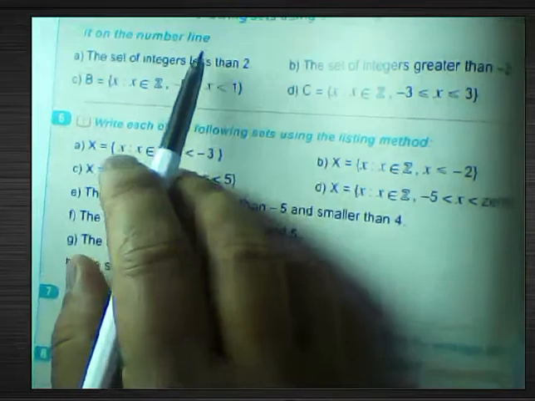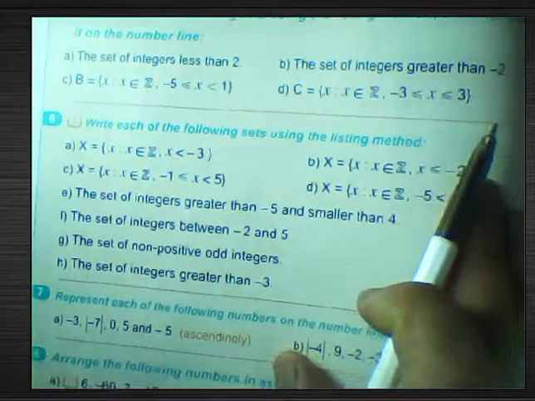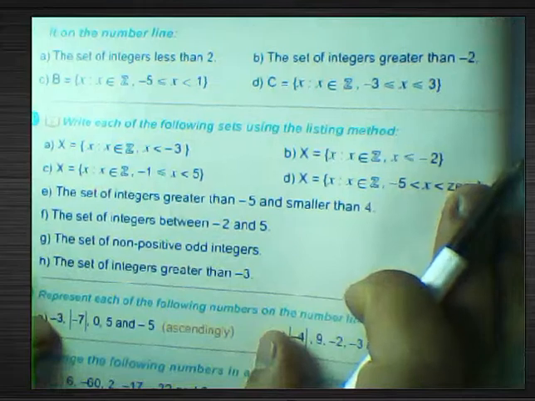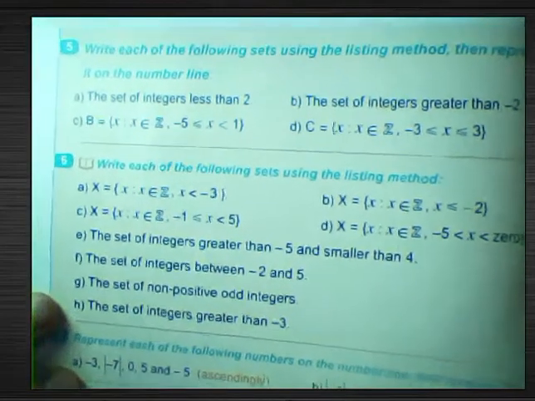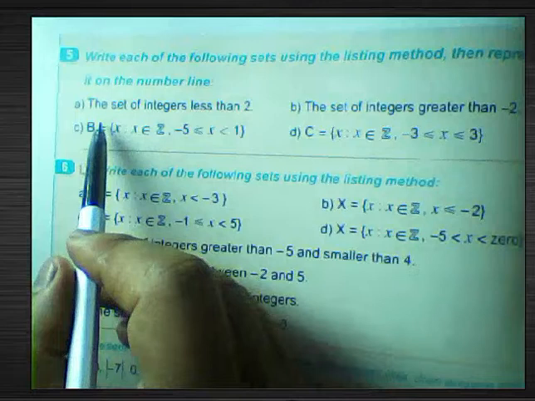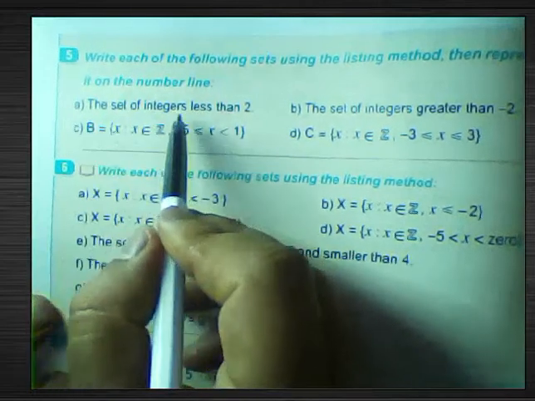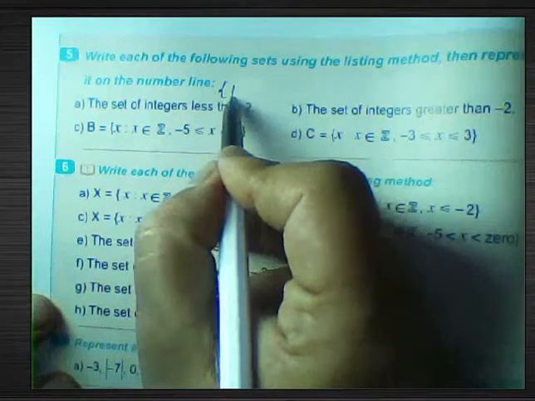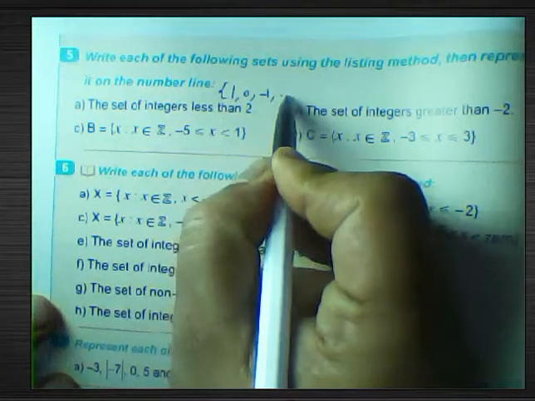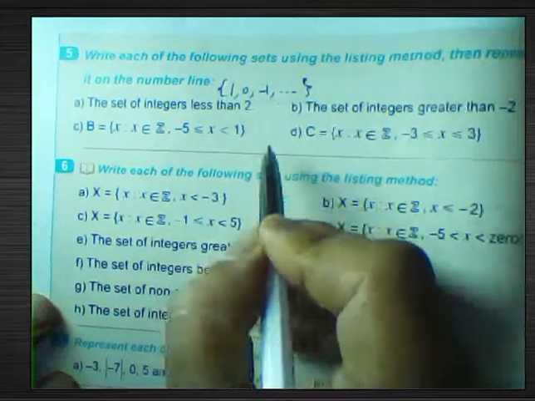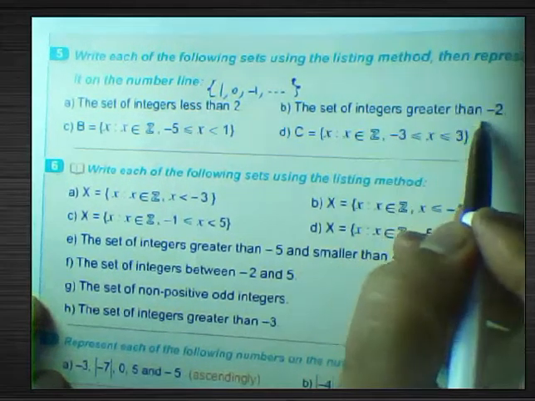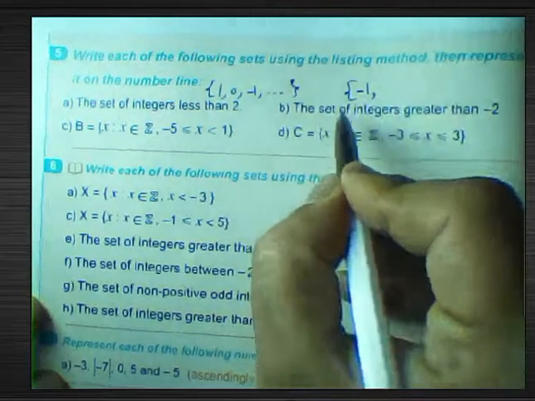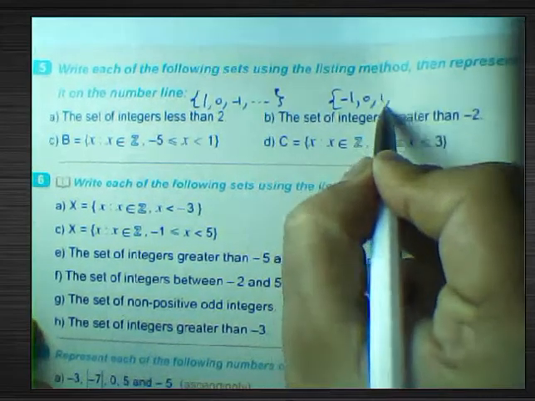Write each of the following sets using the listing method, then represent it on a number line. You can do it, okay? First, we can write the listing method. The set of integers less than 2, we can write 1 and 0 and negative 1 and so on to negative infinity. The set of integers greater than negative 2: negative 1, 0, 1, 2, and so on.